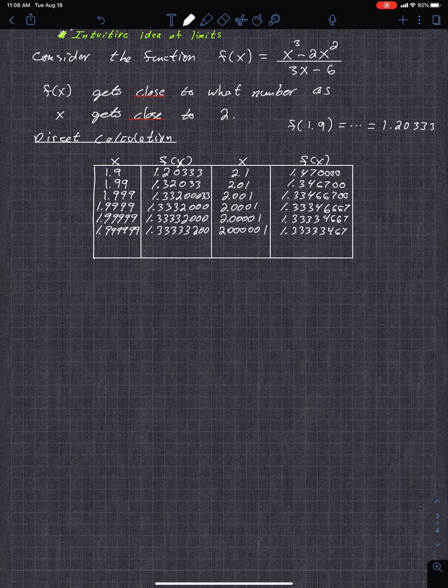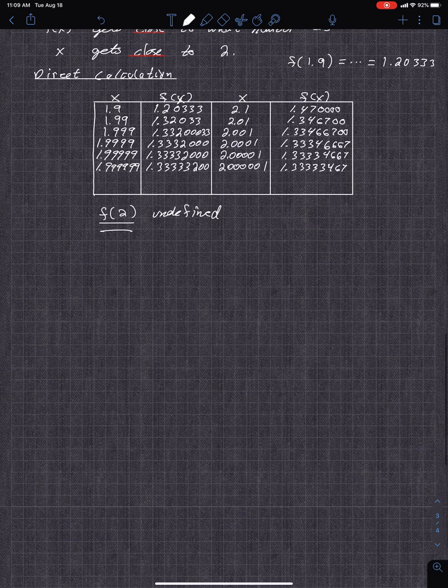Okay, so if you evaluated f at 2, what are you going to get? You're going to get undefined, right? So basically, we're not talking about at 2. That is undefined. So we're not going to substitute in f of 2. But as you approach it, what are you getting close to? That's the idea.